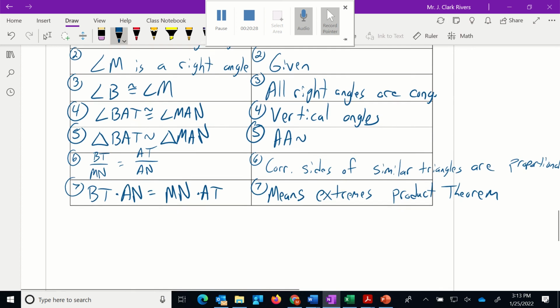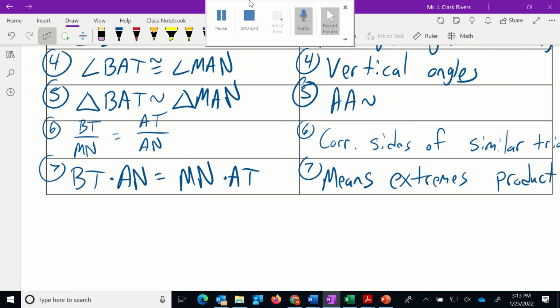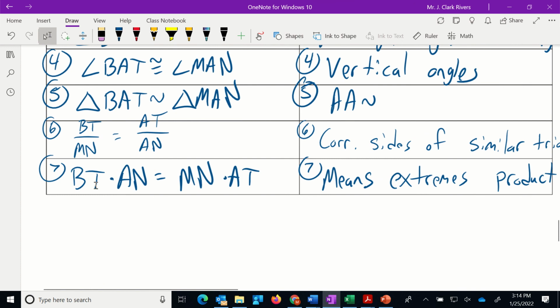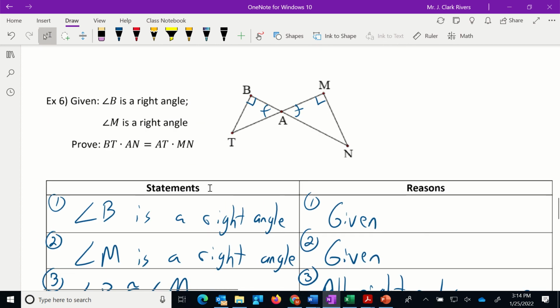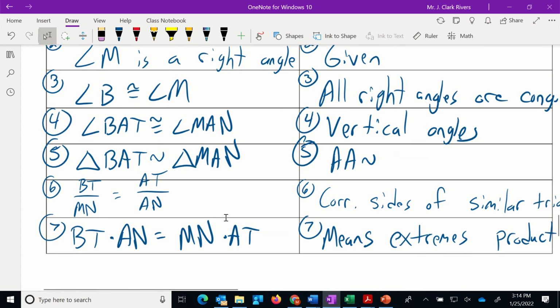All right, now at the very end, let's look down here at the bottom. BT times AN is equal to MN times AT. So we need BT and AN to be either both extremes or both means. Doesn't matter which. So I'll put BT as an extreme. I'll put AN as an extreme, which means MN and AT are going to be the two means. Now be careful here. BT is in the numerator. That's from the triangle on the left, triangle BAT. And then AT is also in the numerator. That's a triangle on the right, which means MN is going to have to go in the bottom left. So BT over MN is equal to AT over AN.